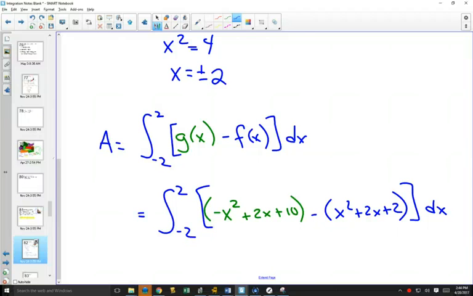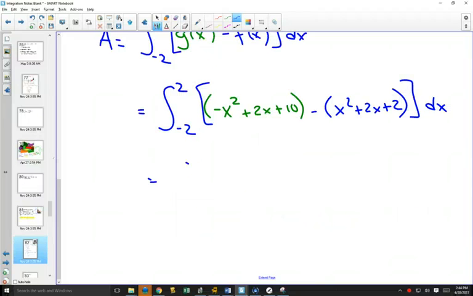If you combine your like terms, your life is going to get easier. This just simplifies negative x squared minus another x squared, negative 2x squared. 2x minus 2x is 0, and 10 minus 2 is plus 8. And if you simplify it, you're going to have less things you have to integrate, which makes your life easier.